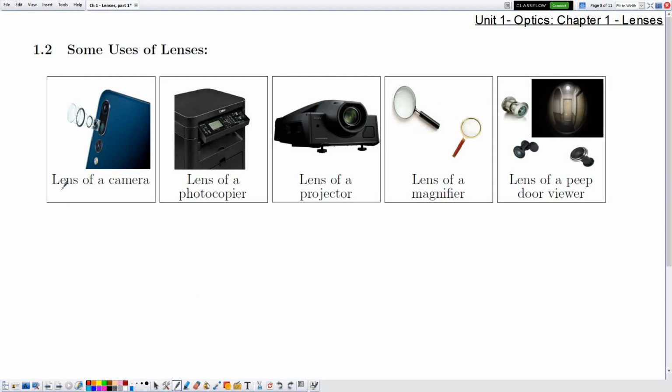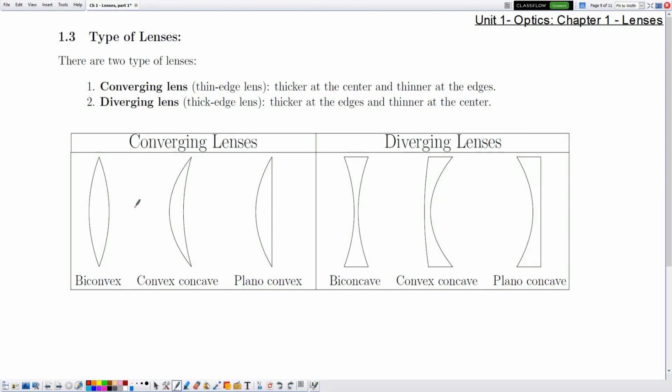For example, the lens that is inside the camera, is it the same as the lens inside of a peep door viewer? Actually, no. Mainly there are two types of lenses. So by this we have reached section 1.3. What are the types of lenses? There are two types of lenses. The first one is a converging lens. The converging lens is thicker at the center and thinner at the edges.